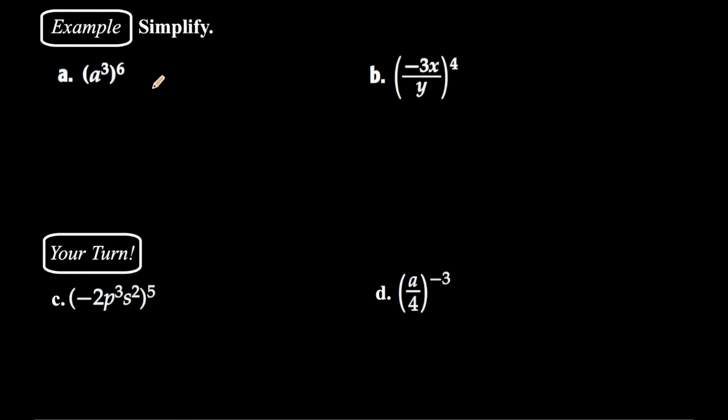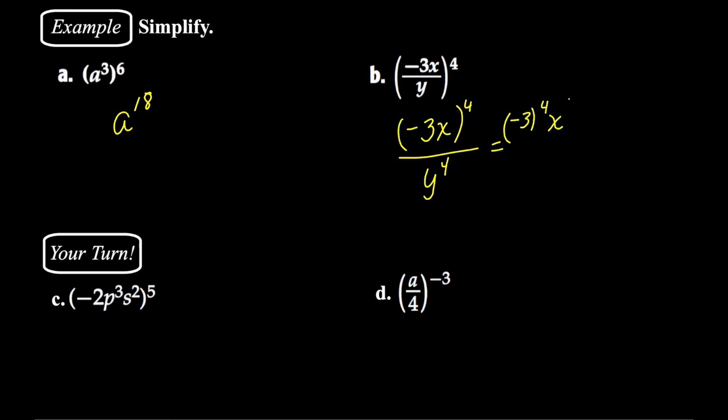2 more examples here. Power to a power, we multiply, so it's a to the 3 times 6, which is 18. Over on the right-hand side for letter B, everything in that parenthesis, 3x gets raised to the fourth, and then y gets raised to the fourth. So the thing to be careful of here is the negative 3 also gets raised to the fourth power. So negative 3 to the fourth power, x to the fourth, all over y to the fourth.